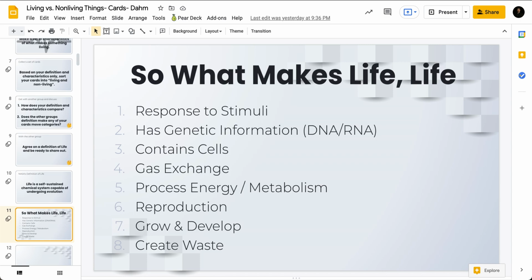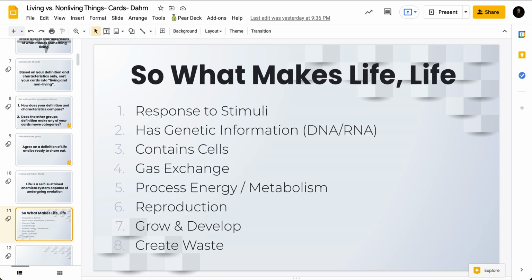Okay, so number 1 is response to stimulus. That means it can respond to its environment. Number 2 is all about having genetic information, DNA and RNA. Number 3, it contains cells. Number 4, gas exchange, meaning that it can breathe. Number 5 is processing energy, meaning you eat and make energy. Number 6 is reproduction, so you can make new organisms. Number 7 is grow and develop, and then number 8 is create waste. So science would generally say that if something can do those things, it's probably living.